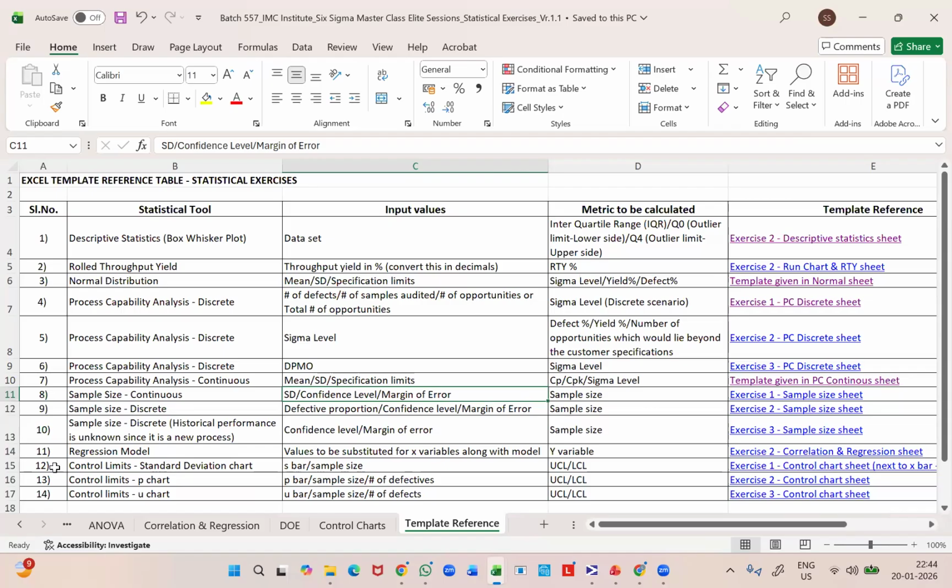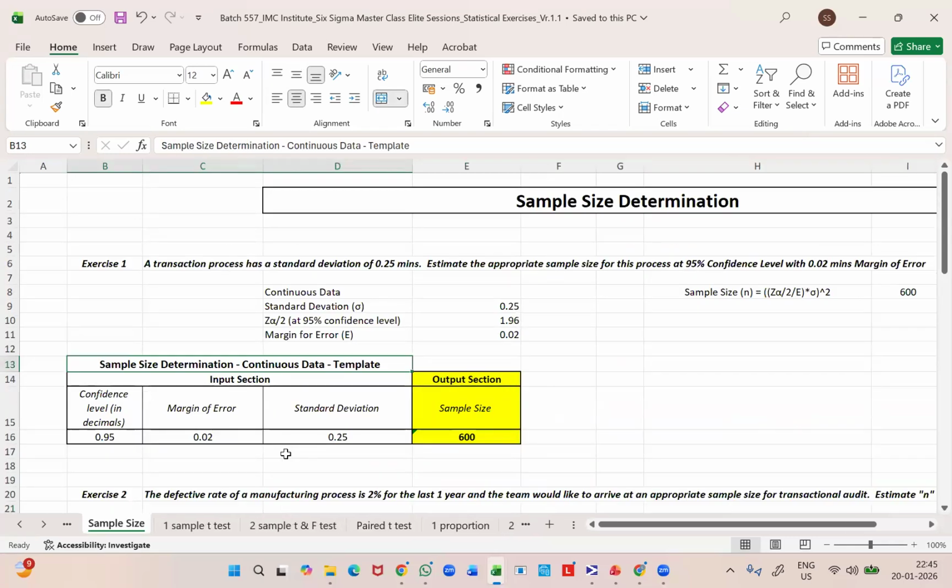So you just need to update all these input values as given in the question in our template, right? You don't have to really calculate anything here. You just need to provide all these input values as given in the question. So you'll be asked to calculate the sample size for this continuous data scenario. So you need to use the template given under exercise number 1 in the sample size sheet, right? You just need to update the values as given in the question.